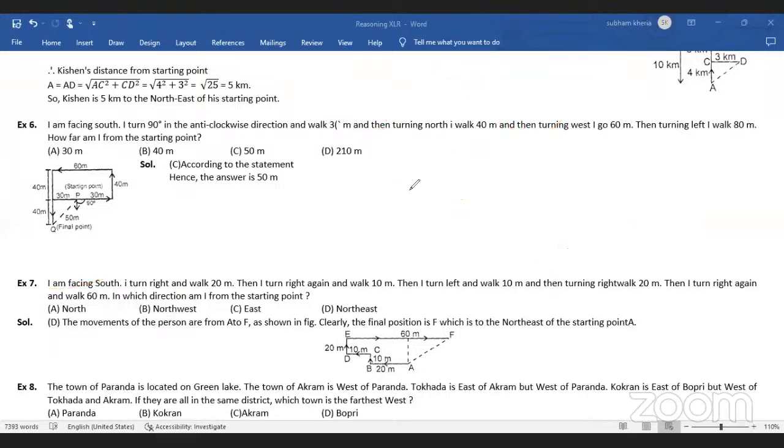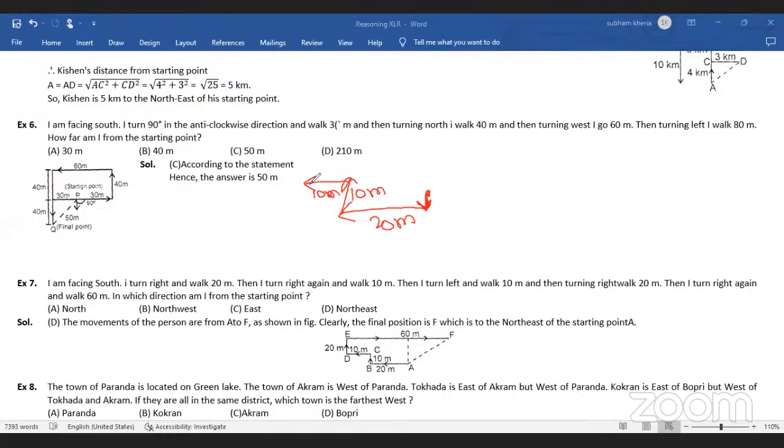What is he saying? This question was there, right? I am facing south. I am facing this direction. ठीक है? This direction I'm facing. Turn right, matlab this way, and walk 20 meters. Then I turn right again, matlab north, and I walk 10 meters. Then I turn left, matlab here again, and I walk 10 meters again.